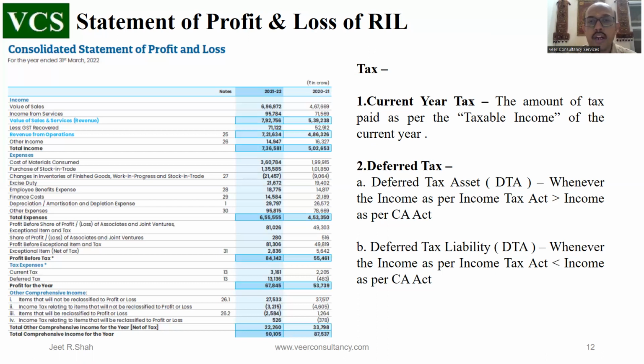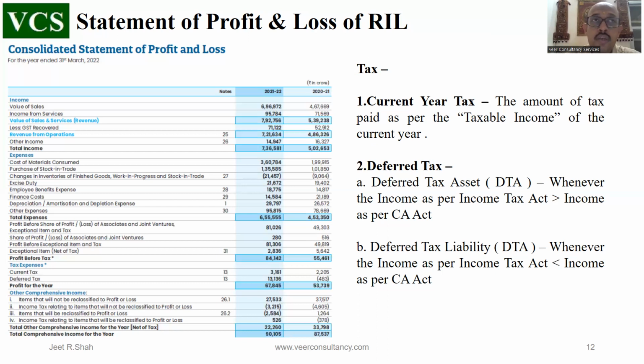There are two parts to it. Part 1 is deferred tax asset, DTA, and part 2 is DTL, or the deferred tax liability. Now, what is deferred tax asset? When does it come into place? Whenever the income as per the Income Tax Act is more than the income as per the Companies Act.